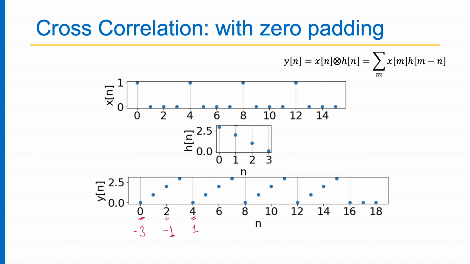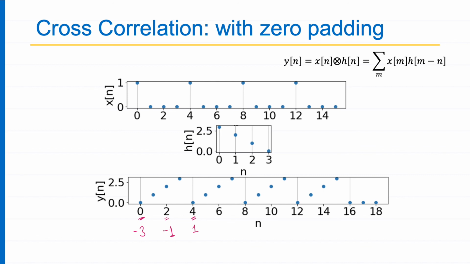Okay, let's look at cross correlation graphically. Now y of n is x of n cross correlated with h of n. The formula is on the top right: the summation over all m of x of m times h of m minus n. You see there is no flipping, so x of m multiplies with h of m with some delay. In the convolution, h was flipped by negative on the x-axis, but here it is not flipped.